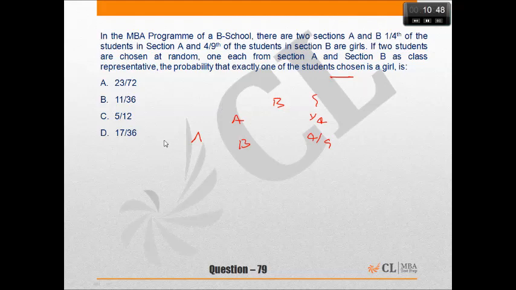So one from each section means one from each. First a boy from A, and a girl from B. The probability that exactly one of the students chosen is a girl. Exactly one, so it could be boy from here and girl from here, or girl from here and boy from here. So boy from A is 3/4 into 4/9, and girl from A is 1/4 into 5/9. So plus, 12 by 36 plus 5 by 36, so 17 by 36.